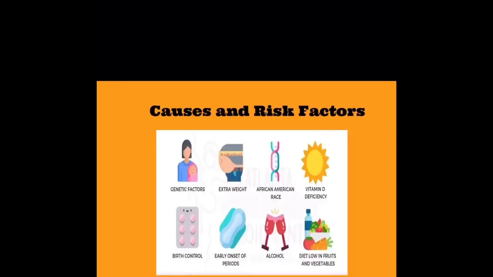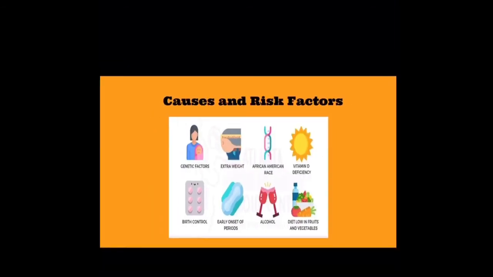Okay, let's talk about the causes and risk factors. So we have genetic factors right here. Your genes can determine if you'll experience this. So if your mother or your sister has these fibroids, then it is more likely you will probably have them too. We also have extra weight, which we just talked about in the last slide. Vitamin D deficiency, and there have also been many studies that have shown that African American women are more likely to experience this.